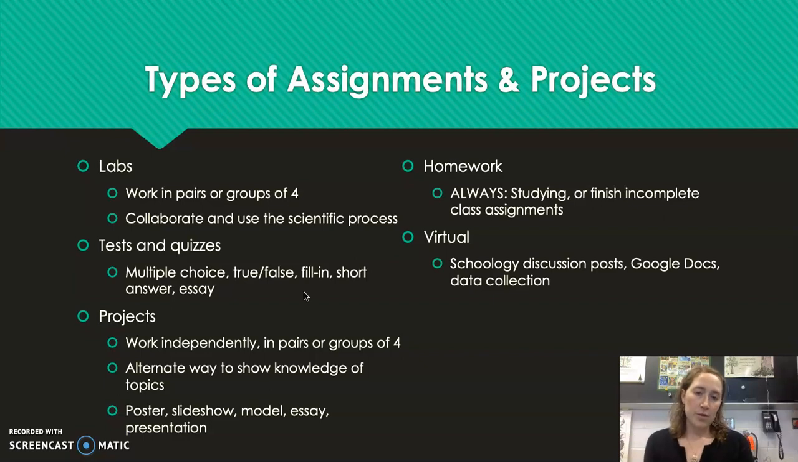And then there are some virtual assignments in my class. I really enjoy the Schoology discussion posts, giving students time to reflect on what they've learned or explore current topics in, say, renewable energy. That's what we're doing right now. I use Google Docs sometimes where students are accessing the drive. They have their own copy of an assignment and they're typing in. Also, sometimes in lab, we'll do data collection where they're typing into, say, an Excel sheet.